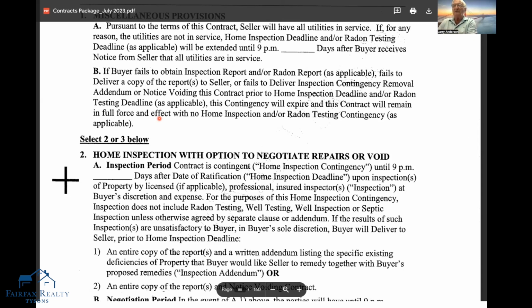Because I've seen this come up several times where something wasn't done and the other side saying, well, you have no home inspection contingency. And I would agree with them. Okay. So if they don't do the inspection, or they don't deliver a copy of the report, or the removal addendum or notice voiding the contract, then they've lost their contingency. So if you are going to void your contract, you still need to deliver the inspection contingency removal form and the complete report. Okay.